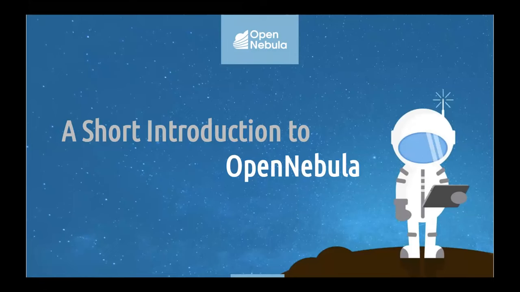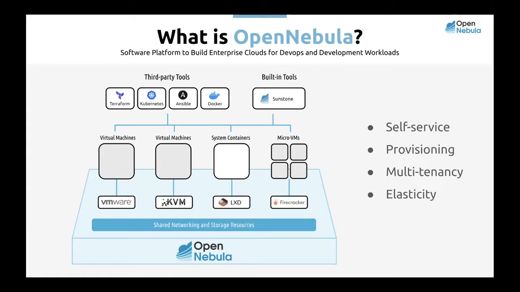So here's just a quick intro to OpenNebula. What is OpenNebula? OpenNebula is an open source software platform to build enterprise clouds. It's software that's built for both DevOps and development teams. The idea here is that with your shared networking and storage resources, you can build a multi-tenant cloud environment with either virtual machines running in VMware, so vCenter servers. OpenNebula supports as well KVM VMs, as well as LXD system containers. And our latest version of OpenNebula supports Firecracker micro VMs.